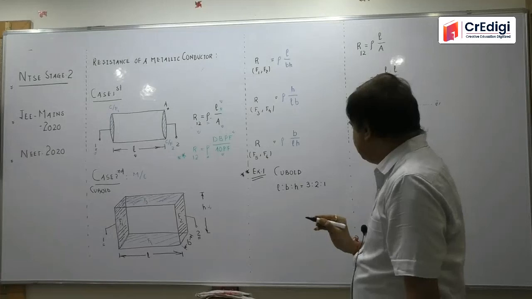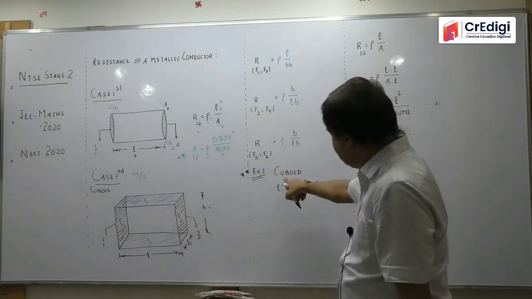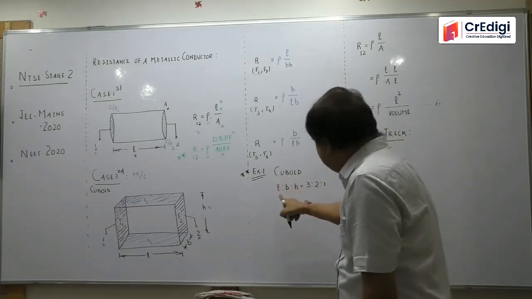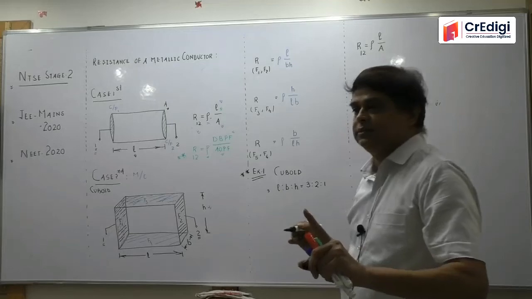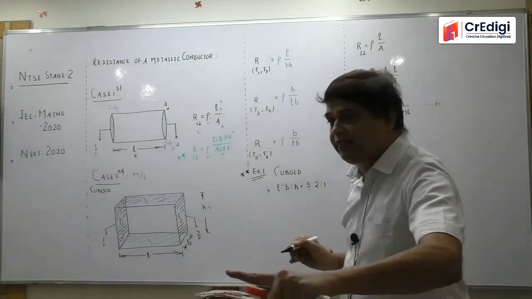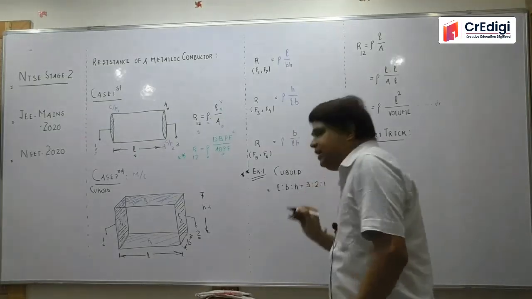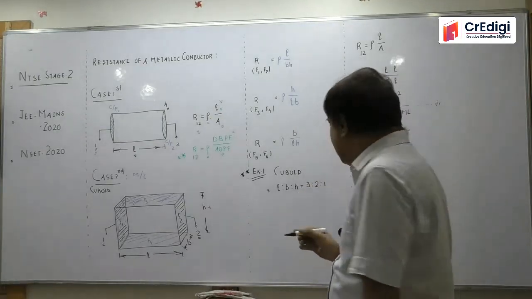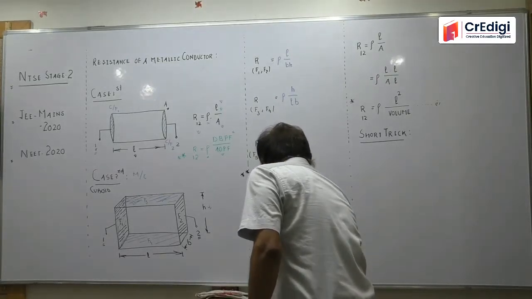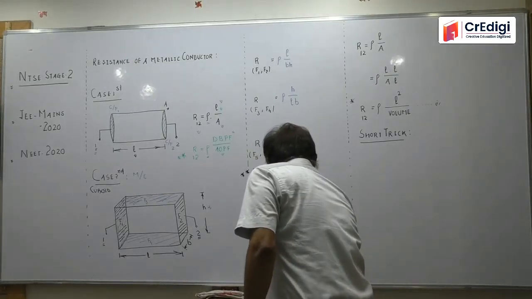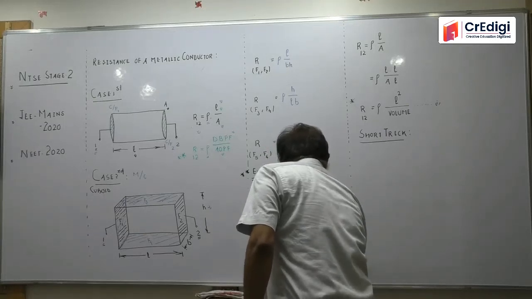Then what is asked? There is a metallic conductor in the form of a cuboid whose length, breadth and height are not given. The ratio of length to breadth to height is given as 3:2:1, and what is asked is the maximum resistance and its ratio with the minimum resistance.